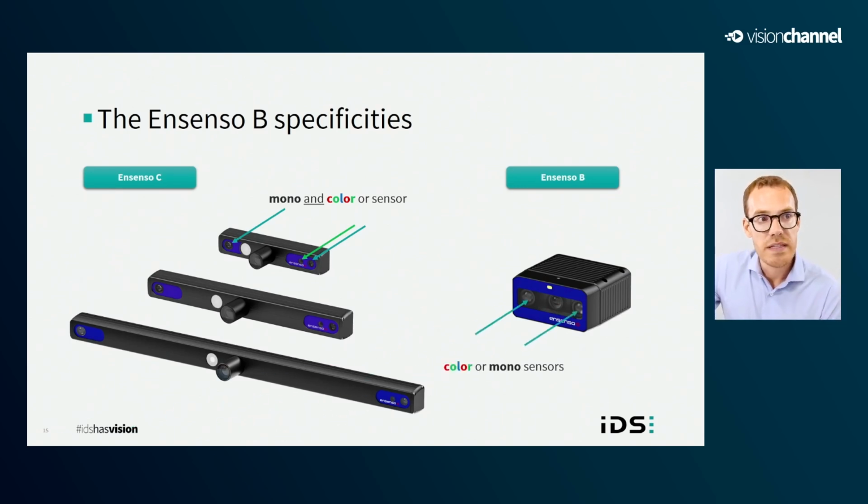Another key difference with the Nsenso B is that it is focused at close range. It is focused at 350 millimeters. That makes it optimum for operation at a short range. As a comparison, the Nsenso C with the smallest baseline is focused at 950 millimeters. So the Nsenso B can be used for pin picking applications of very small and very complex parts, or it can be mounted on a robot to go quite close to the scene and achieve high data accuracy.